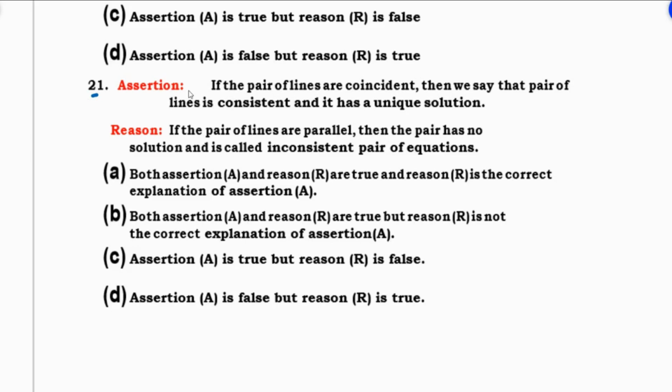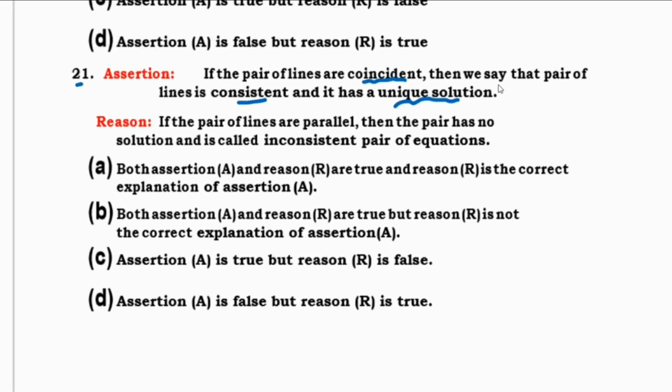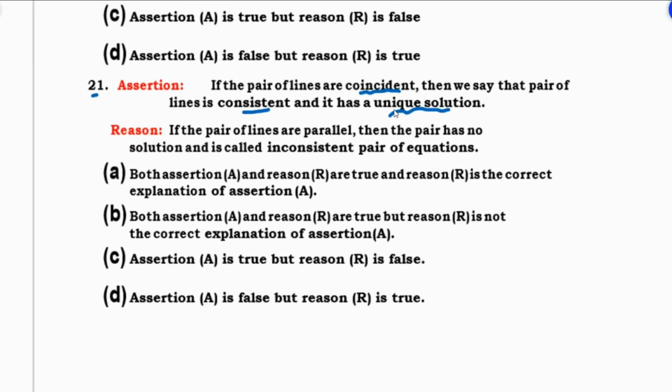21st question, assertion. If the pair of lines are coincident, then we say that the pair of lines is consistent and it has a unique solution. For coincident lines, we have an infinite number of solutions, but in the assertion they have given unique solution. So the assertion is a false statement.